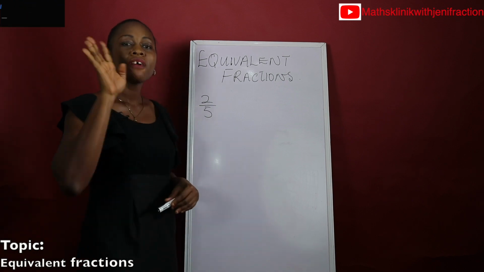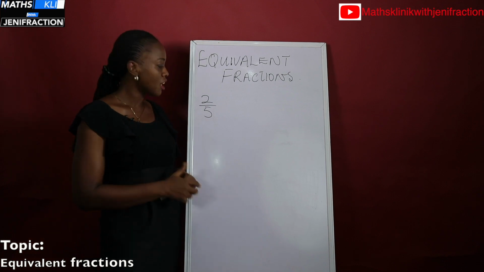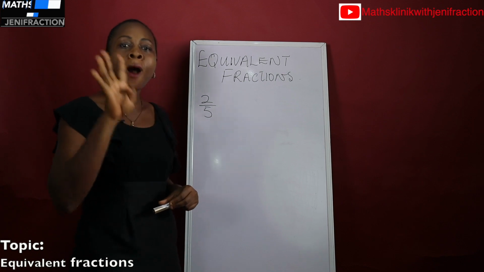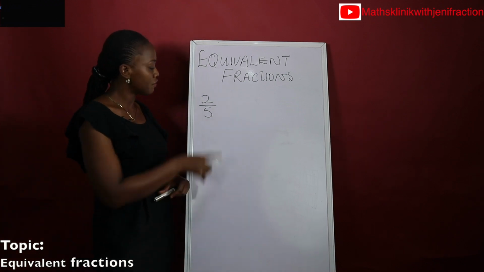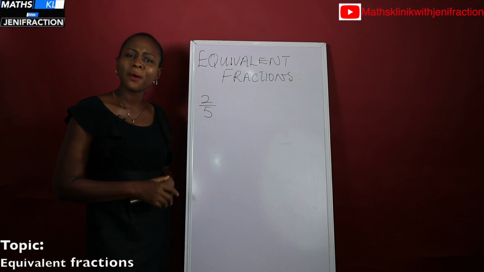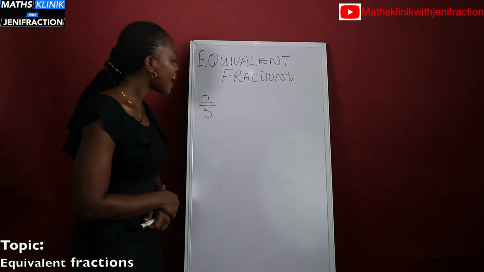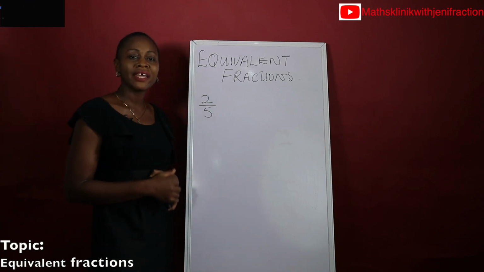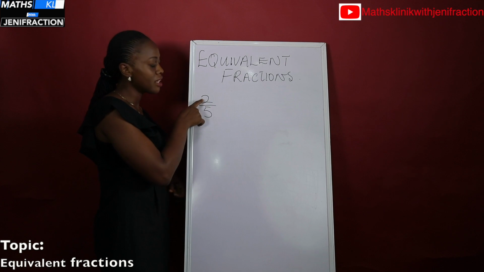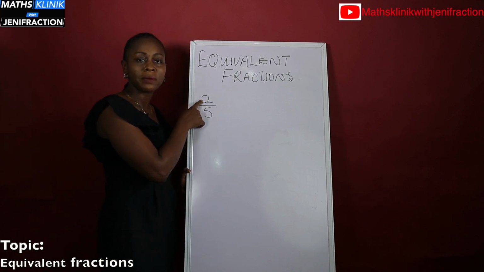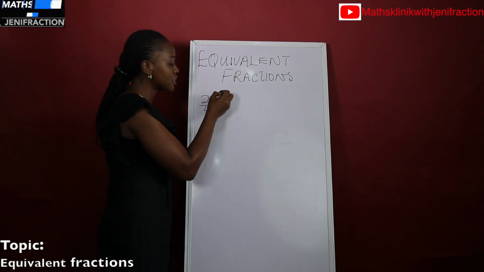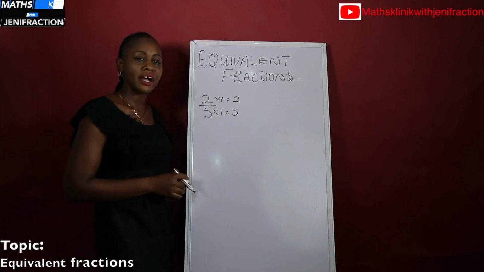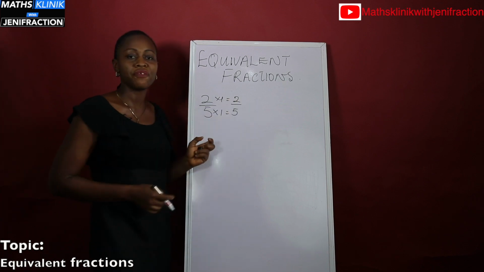We want to find 4 more equivalent fractions of 2 over 5. Now, how do we do it? We start by multiplying the numerator and denominator by our numbers. In this place, it has already been multiplied by 1. Remember, 2 times 1 is 2, and 5 times 1 is 5. That is how we got 2 over 5.